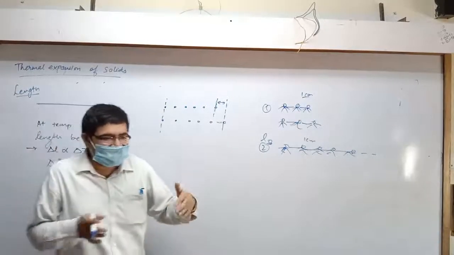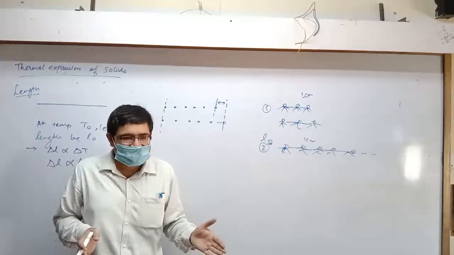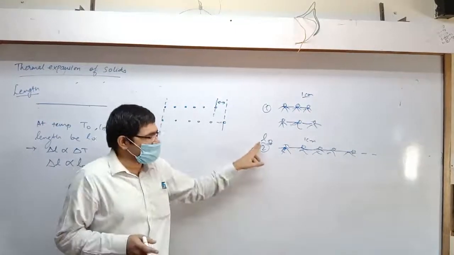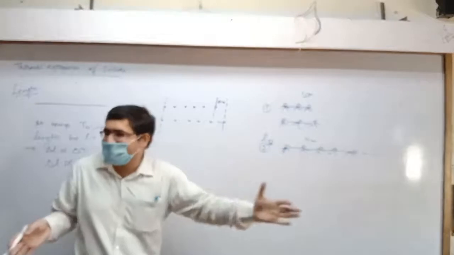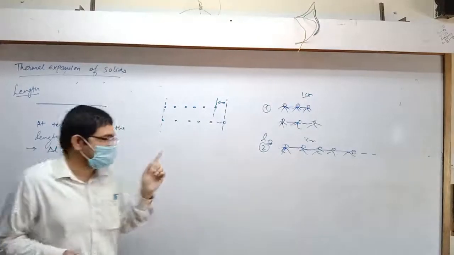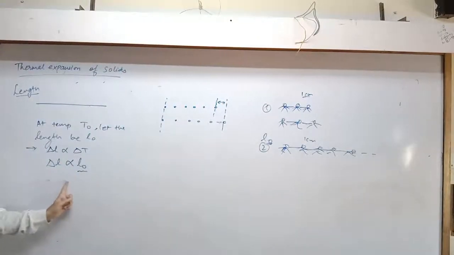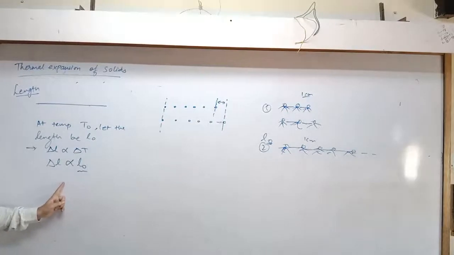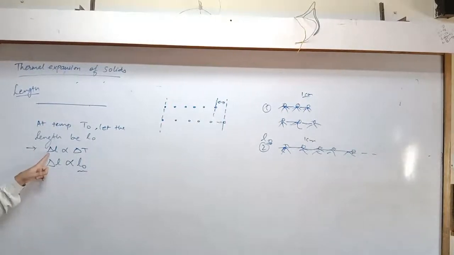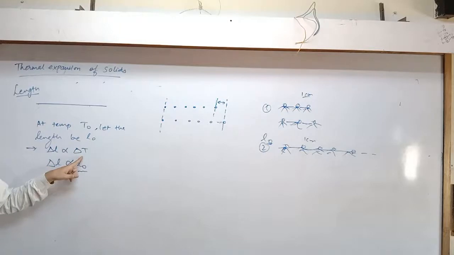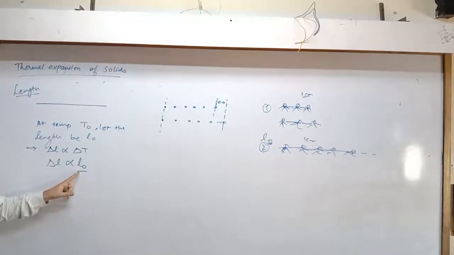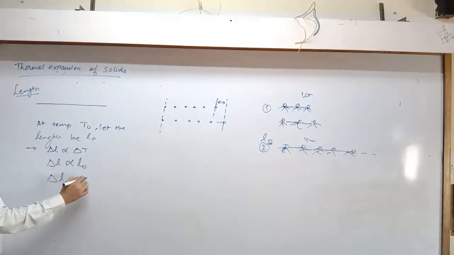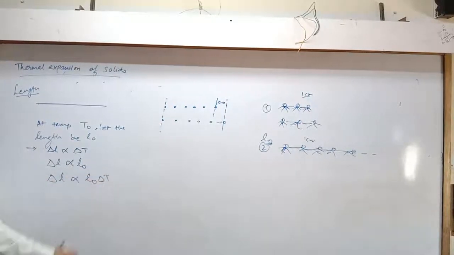then for the same increase in temperature, the change in length will also be larger. Got it, right? That is, delta L, the change in length or increase in length, will be proportional to delta T, and similarly the change in length will also be proportional to L0. So now when we combine these proportionalities, we get delta L will be proportional to L0 and delta T.